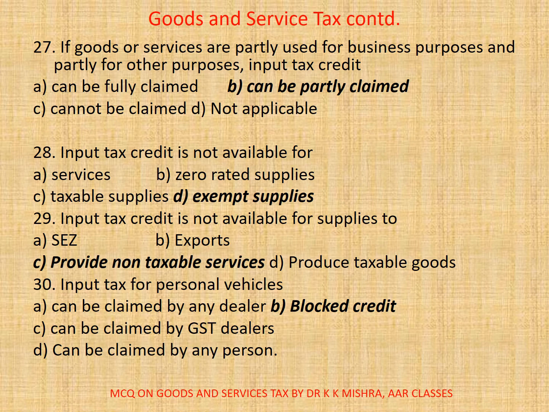28. Input tax credit is not available for A, services, B, zero rated supplies, C, taxable supplies, D, exempt supplies. Correct option is D, exempt supplies. 29. Input tax credit is not available for supplies to A, SEZ, B, exports, C, provide non-taxable services, D, produce taxable goods. The correct option is C, provide non-taxable services. 30. Input tax for personal vehicles A, can be claimed by any dealer, B, blocked credit, C, can be claimed by GST dealers, D, can be claimed by any person. The correct option is B, blocked credit.